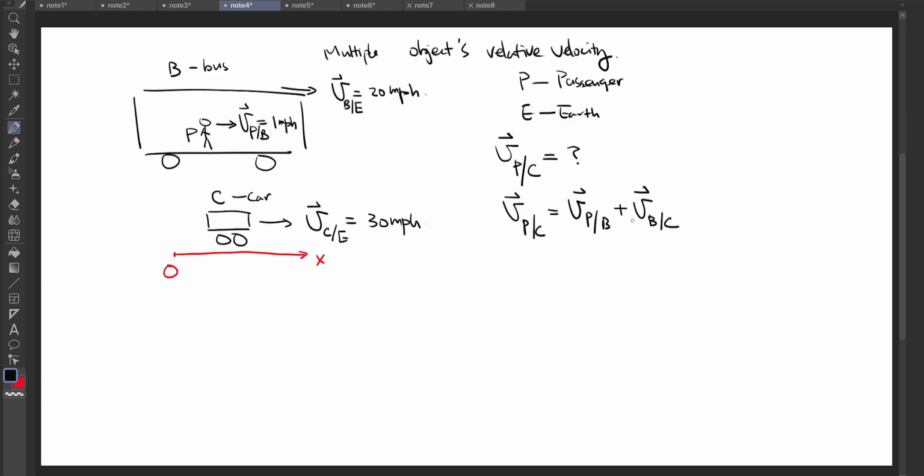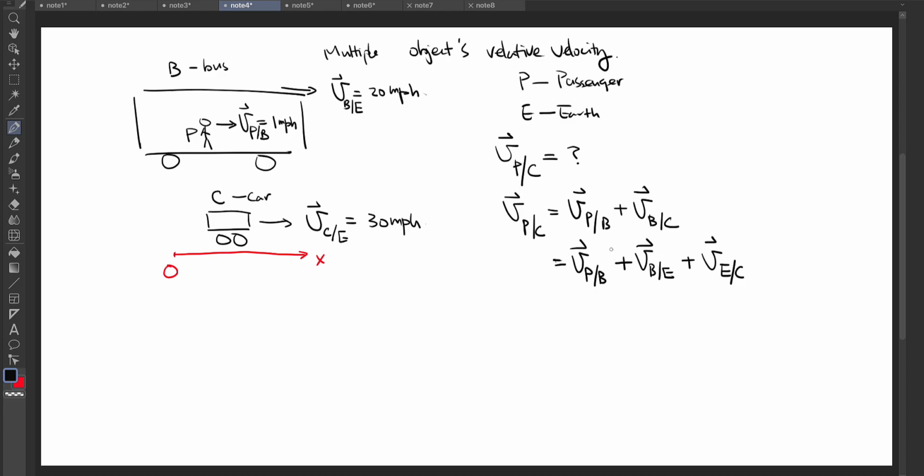But the problem is that we don't actually know this VBC. So we need to carry out the relative velocity formula a second time. And let's introduce the Earth. What we do know is the bus velocity relative to the Earth. So let's use that. When I use that, I use Earth as the middle object. Then I need to figure out the Earth's velocity relative to the car.